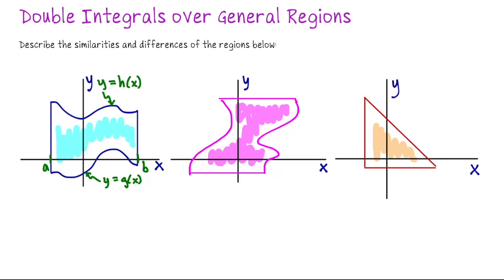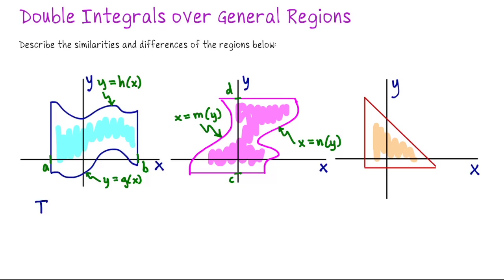For the picture in the middle, the roles are reversed. Here it's easiest to say that the y values are bounded between two constants. Let's call them c and d. And then x values go from the curve on the left to the curve on the right. I'll describe the curve on the left as x equals m of y, and the curve on the right, x equals n of y. Similar situations, just different roles for the variables.